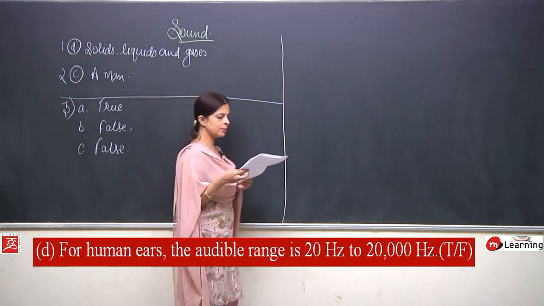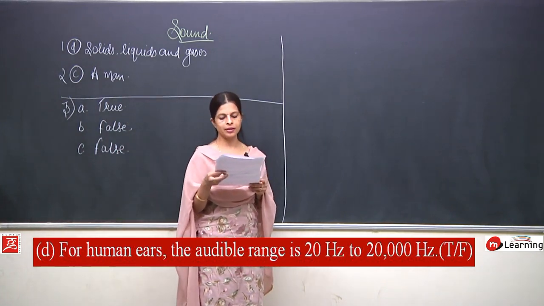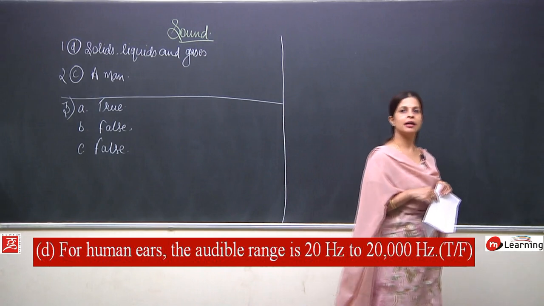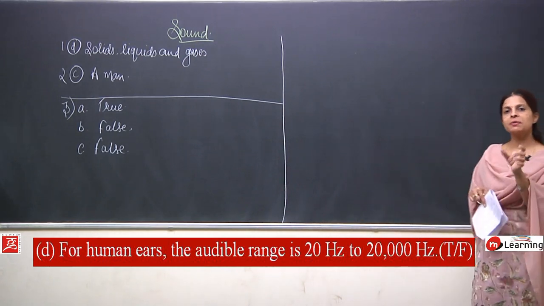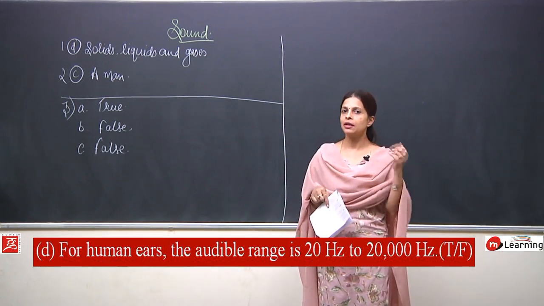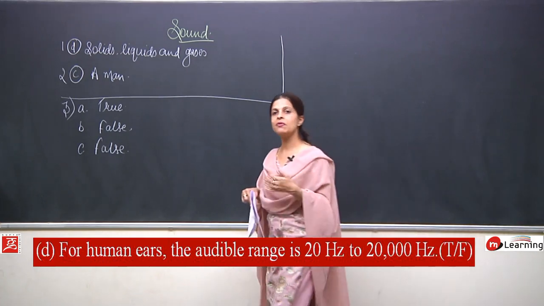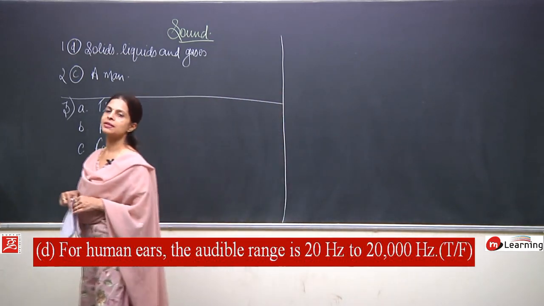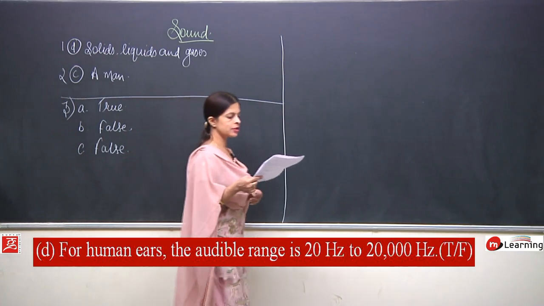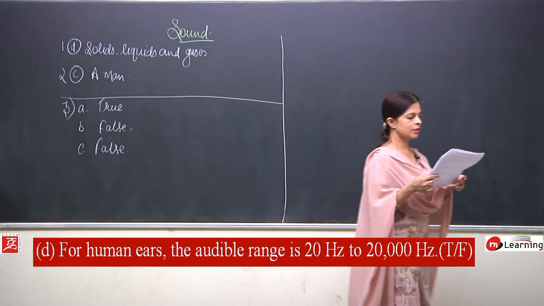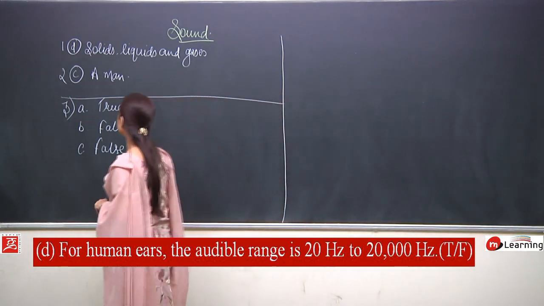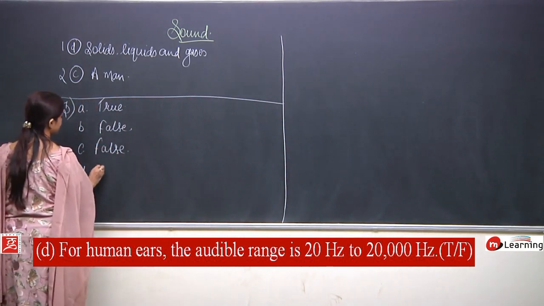For human ears, the audible range is 20 hertz to 20,000 hertz. Thank God, they have given again a true statement, isn't it? That a person can hear sound ranging between 20 hertz to 20,000 hertz. If the sound is below 20 hertz, a person cannot hear. At the same time, if it is more than 20,000 hertz, again the person cannot hear, isn't it? So this one is D, and D is the correct statement, isn't it? So D is true.